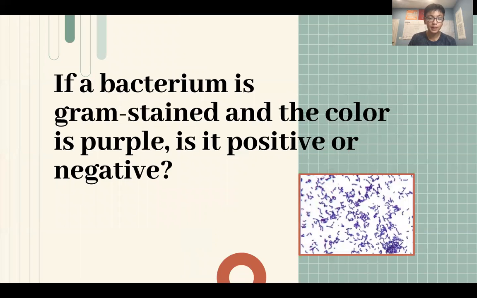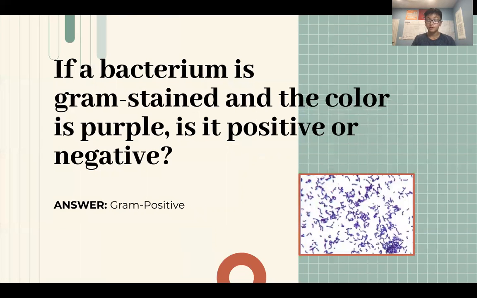If a bacterium is gram stained and the color is purple, is it positive or negative? I'm going to give you 5 seconds to answer this, and you can pause. It is gram positive. Remember, the purple indicates the peptidoglycan is present in the cell membrane, and thus it gives the purple color instead of the pink for gram negative.